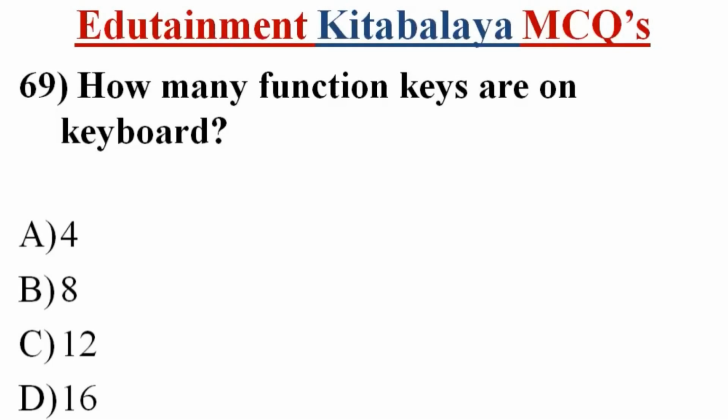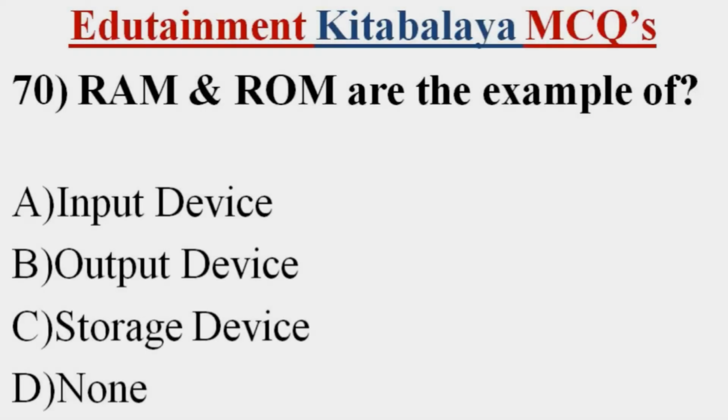Question number 69. How many function keys are on keyboard? A. 4, B. 8, C. 12, D. 16. Correct answer is C. 12. Question number 70. RAM and ROM are the example of A. Input device, B. Output device, C. Storage device, D. None. Correct answer is C. Storage device.